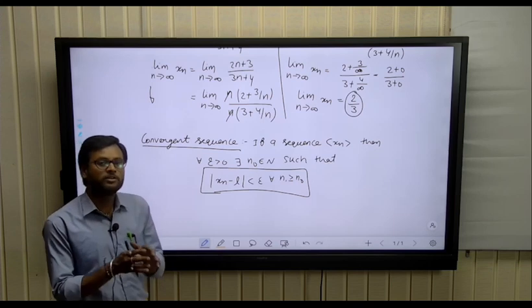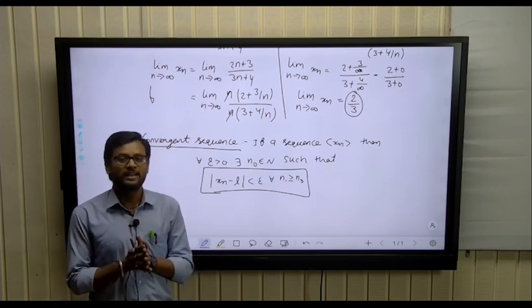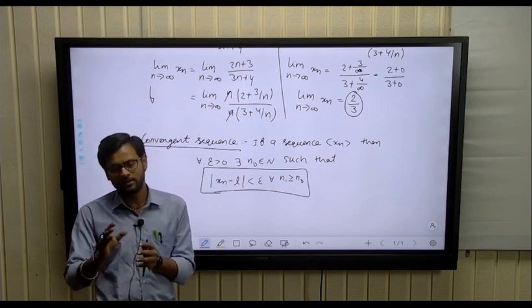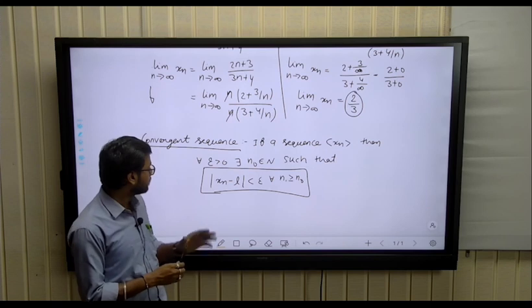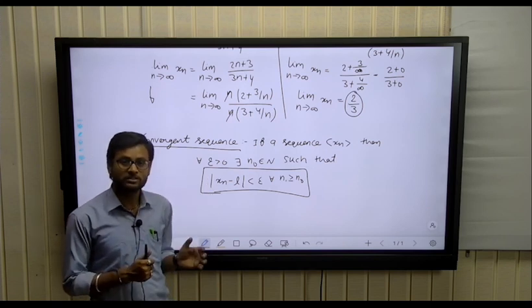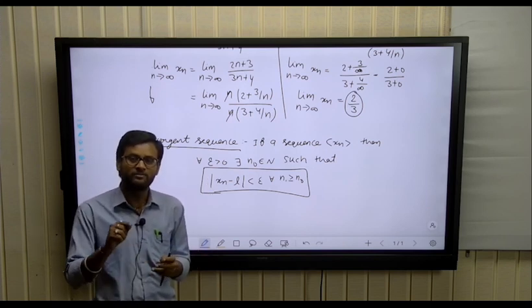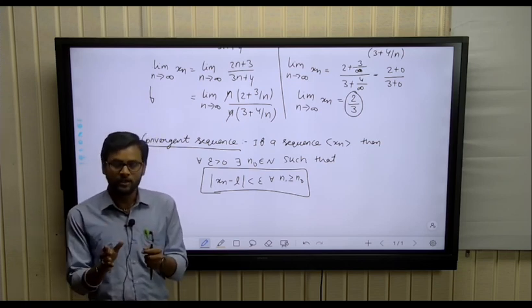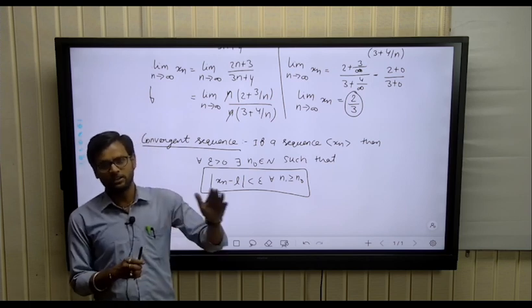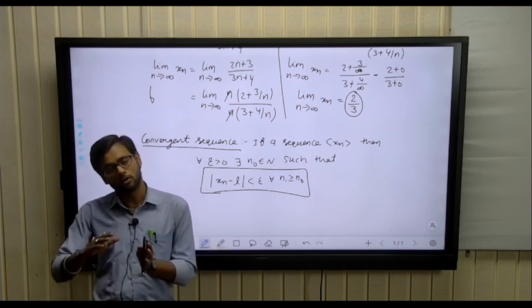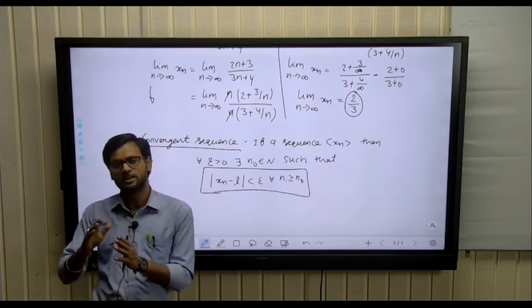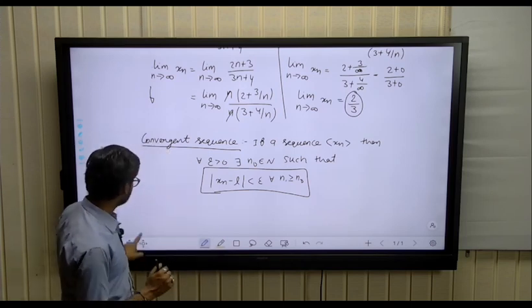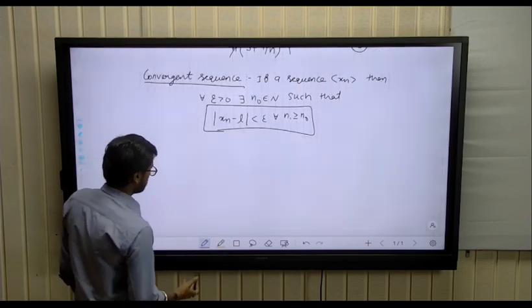When we talk about the limit of a sequence, the limit may be finite or infinite, it does not matter. But when we talk about a convergent sequence, it is necessary that the limit is finite, otherwise it is not a convergent sequence. If a sequence has a finite limit, then we say the sequence is convergent. If a sequence has an infinite limit, then this is not a convergent sequence. I will give an example.